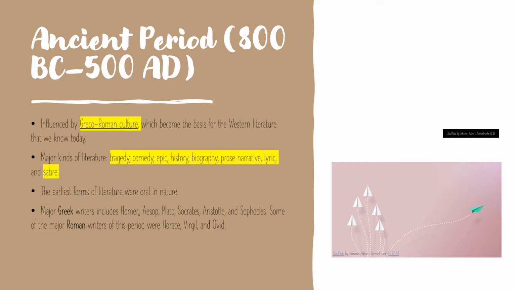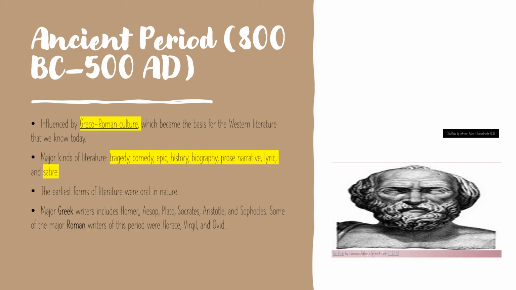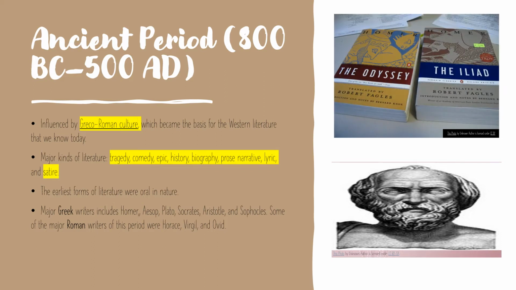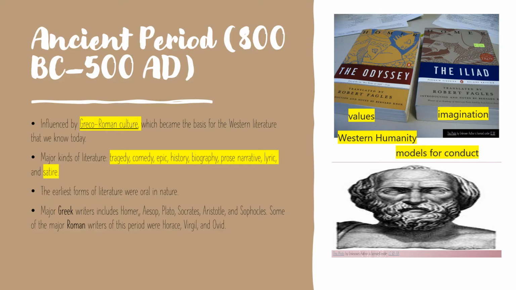The Greeks introduced all major kinds of literature, which include tragedy, comedy, epic, history, biography, prose, narrative, lyrics, and satire. In this period, the earliest forms of literature were oral in nature. Oral epics became materials for Homer's The Iliad and the Odyssey, which expressed the values and imagination of Western humanity, and were also used by the Greeks as models for conduct.